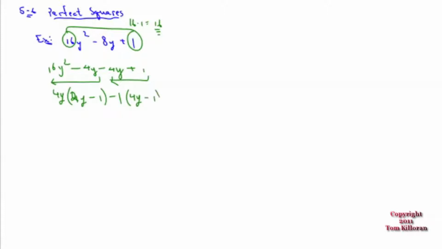4y minus 1. And then you can just pull out front what's in common. Well, what's in common? 4y minus 1. What's left behind? 4y minus 1. And since they're the exact same factor, I can simplify this and write it as 4y minus 1 squared. So it's a perfect square factor, which is kind of cool.